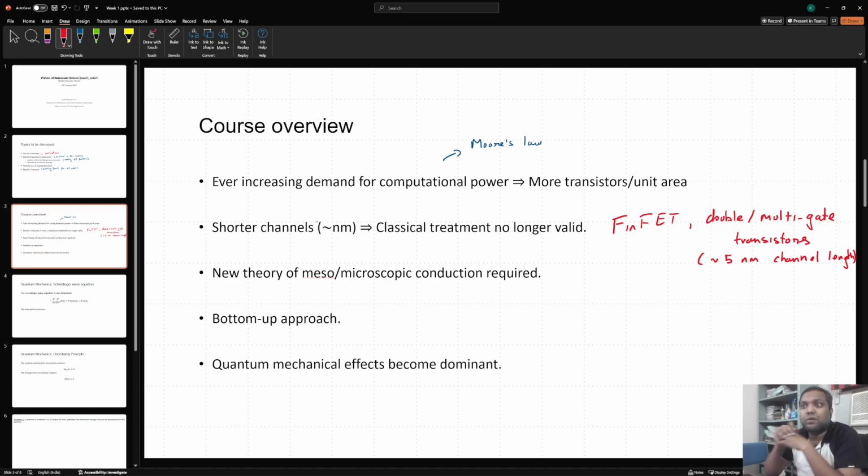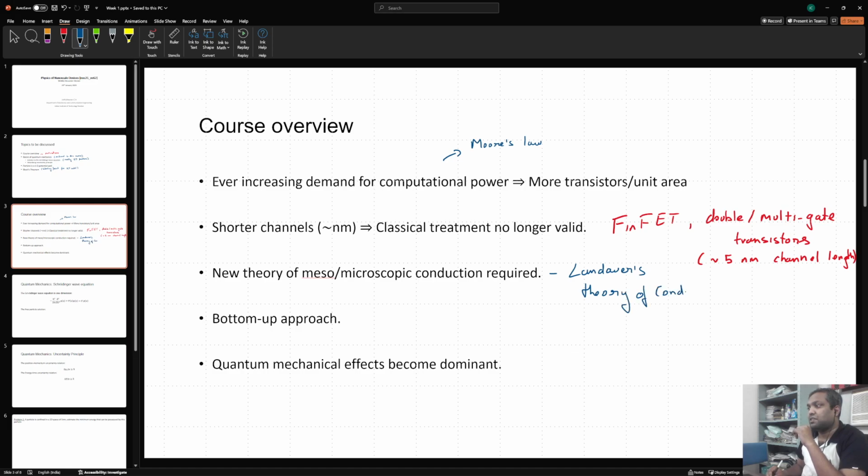So it is important to understand the theories that we need to learn to analyze such devices. The key aim of this course is to convey the idea of this meso slash microscopic conduction theory. This is known as, you shall see going down, Landauer's theory of conduction.